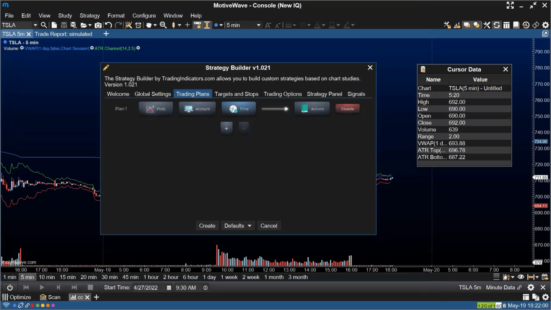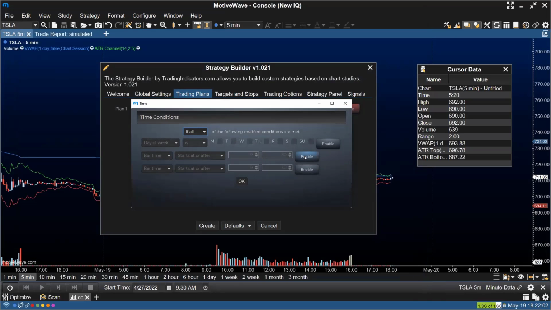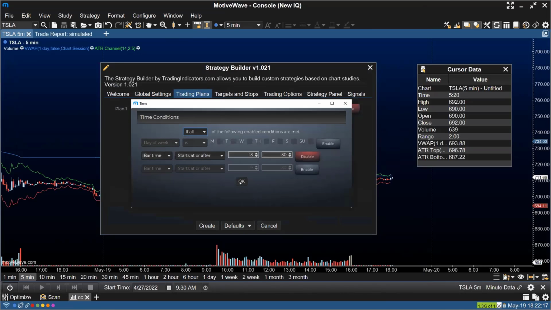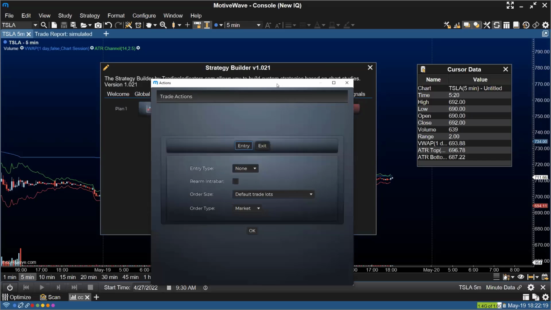And if the time is in the later half of the day, so I'm going to enable a bar time condition here in time conditions. If the bar time starts at or after 1330, so 1:30 p.m., and I'm not setting any account conditions. So if we have that cross and the time is after 1:30, then I want to take an action.